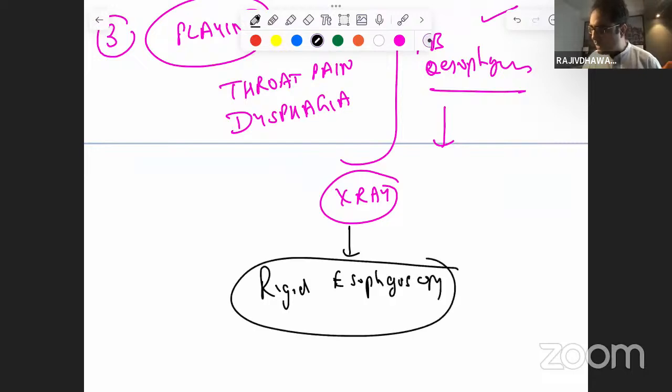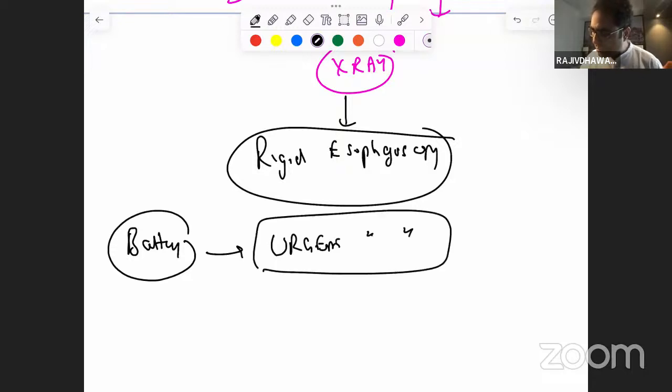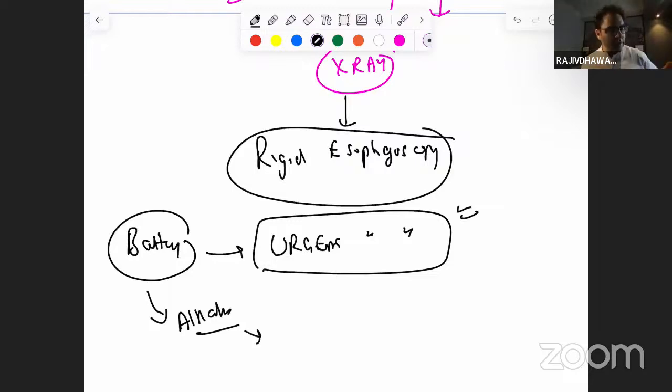Rigid esophagoscopy. But if it is a battery, beta, a button disc battery, then it will be urgent rigid bronchoscopy. We are not doing it urgently because the battery will start up the child; we are doing it urgent because the battery releases alkali, and the alkali can cause esophageal perforation, beta. That will lead to esophageal perforation, beta.